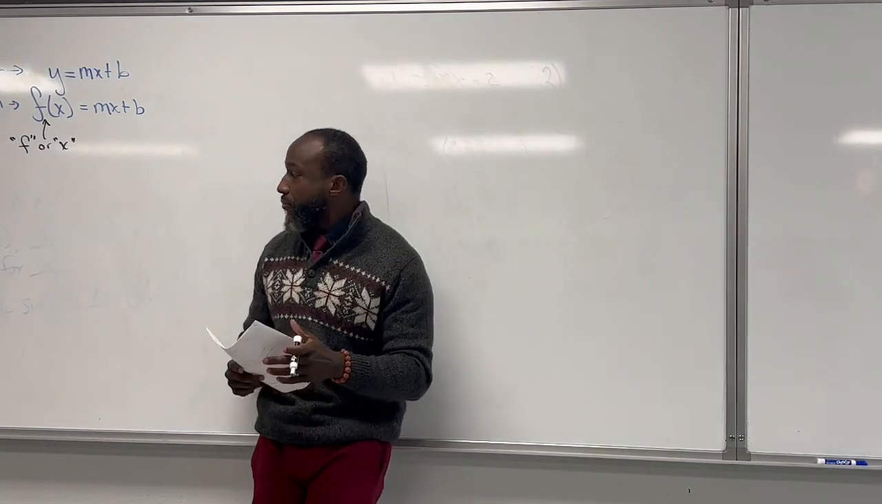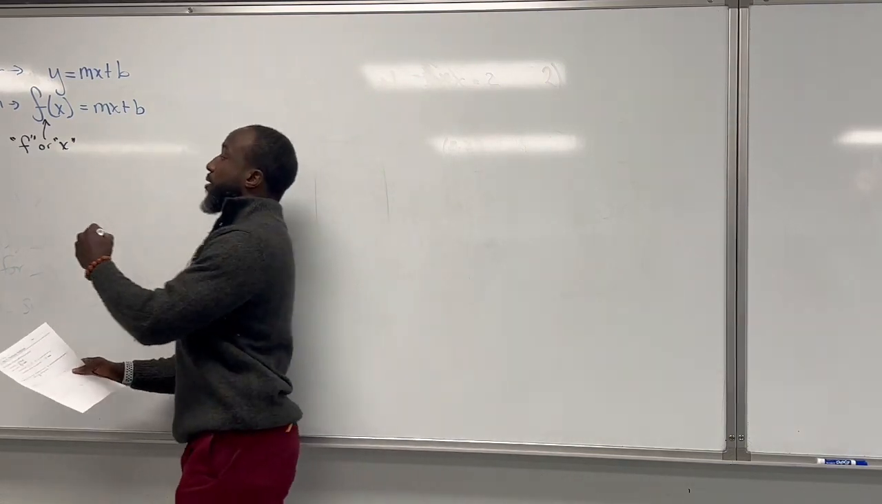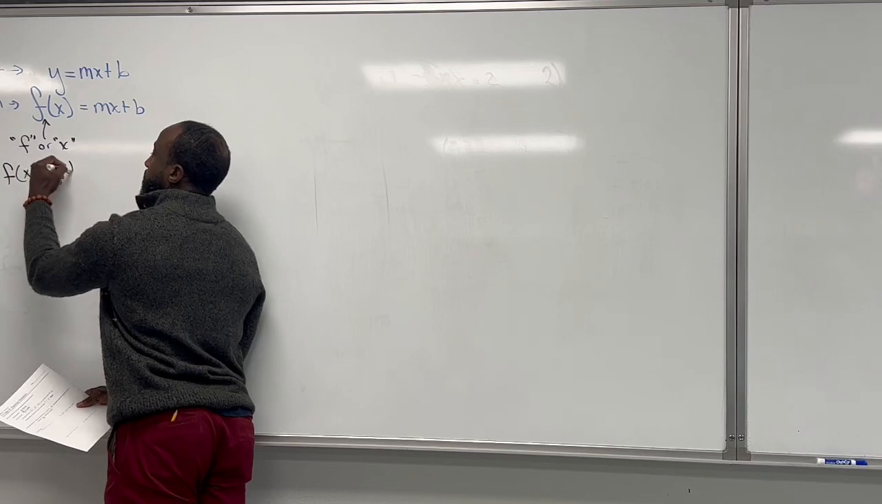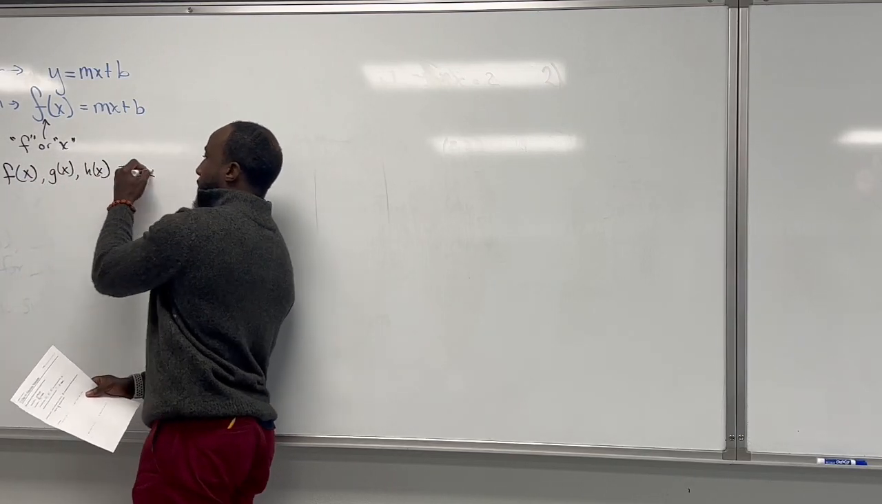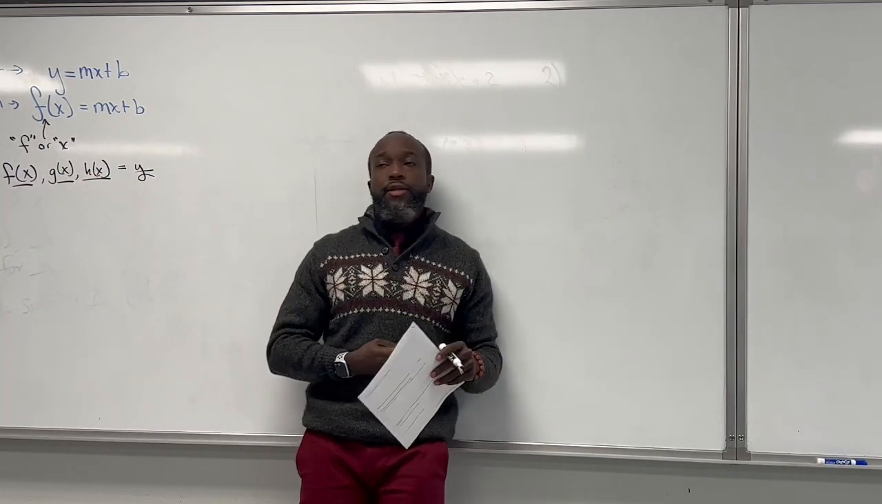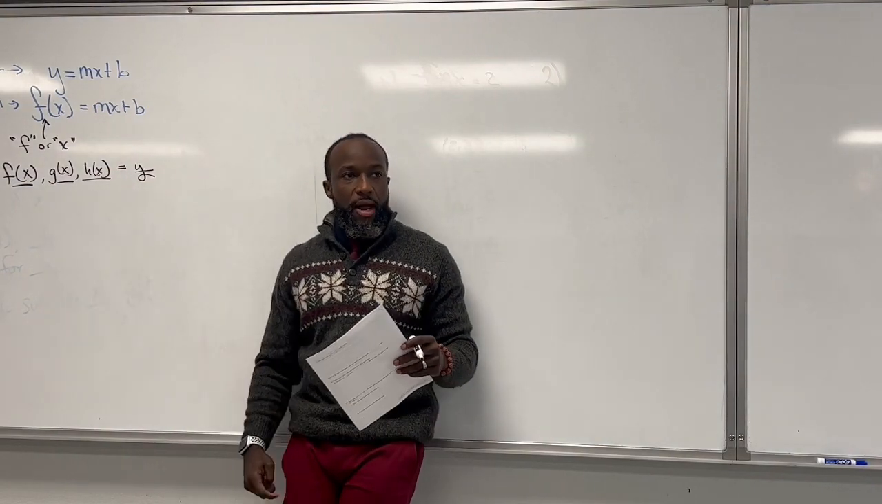In function notation, f of x goes on the line. F of x, g of x, h of x all mean y. They're the same as y. They're another word for y.